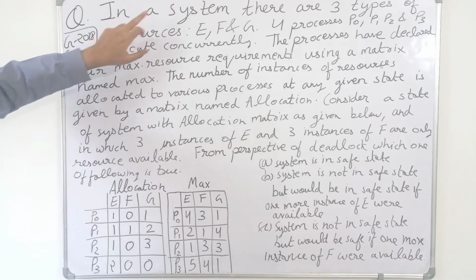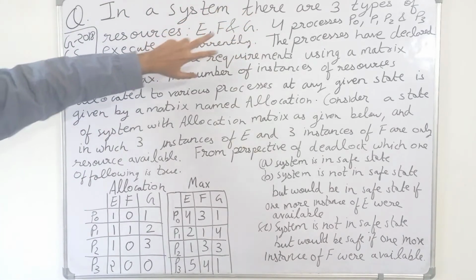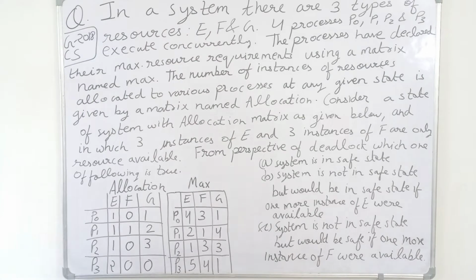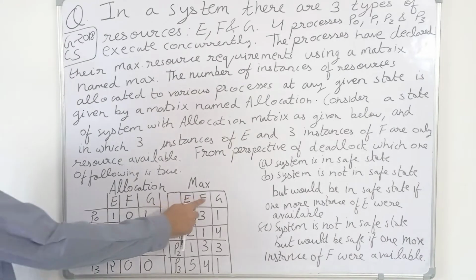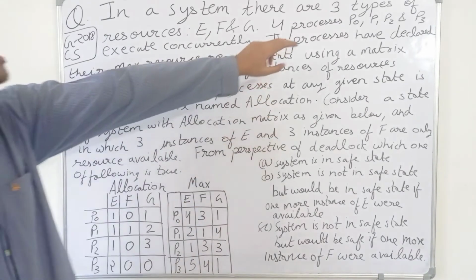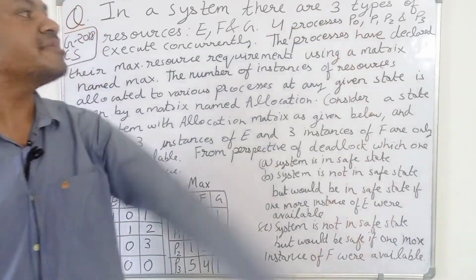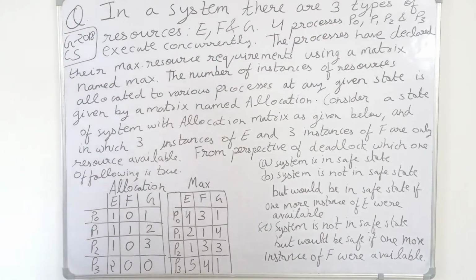It is given that in a system there are three types of resources E, F and G. And there are four processes P0, P1, P2 and P3 which are executing concurrently.